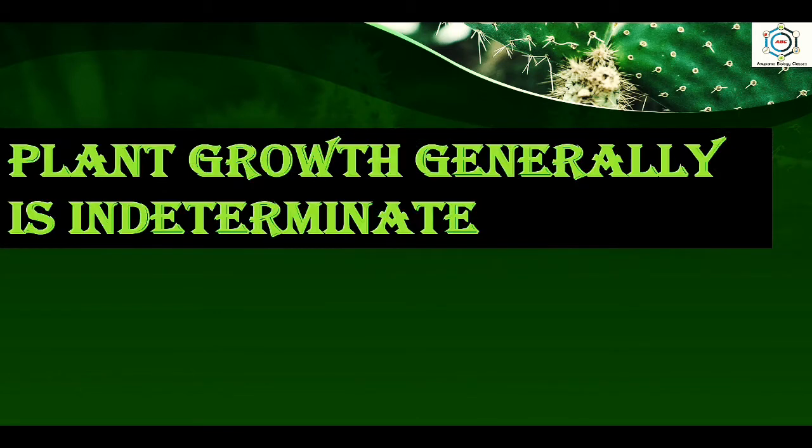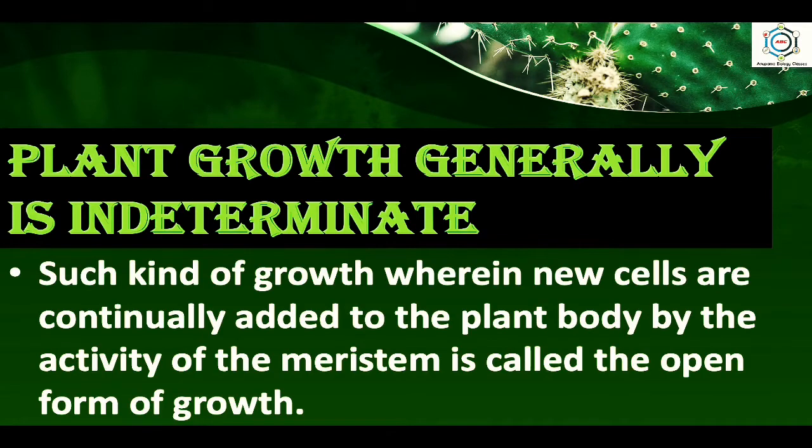Now, here is the question: is plant growth indeterminate or determinate? See here, growth in plants is unlimited and occurs continuously throughout their life by the activity of meristematic cells. New cells are continually produced by cell division in a meristem. Such kind of growth, wherein new cells are continually added to the plant body by the activity of the meristem, is called the open form of growth.